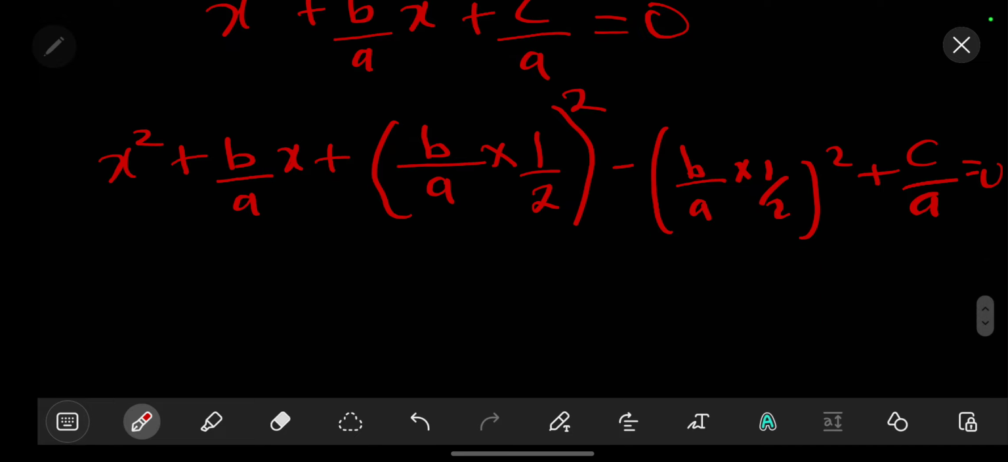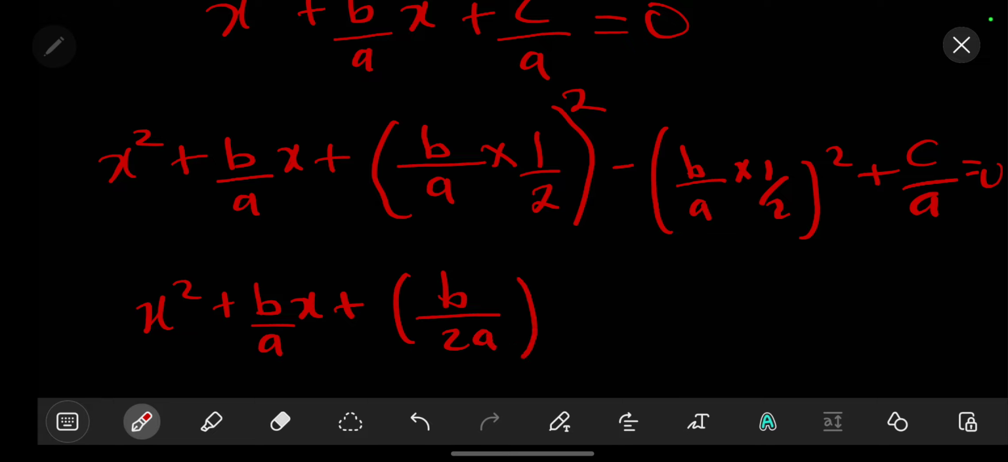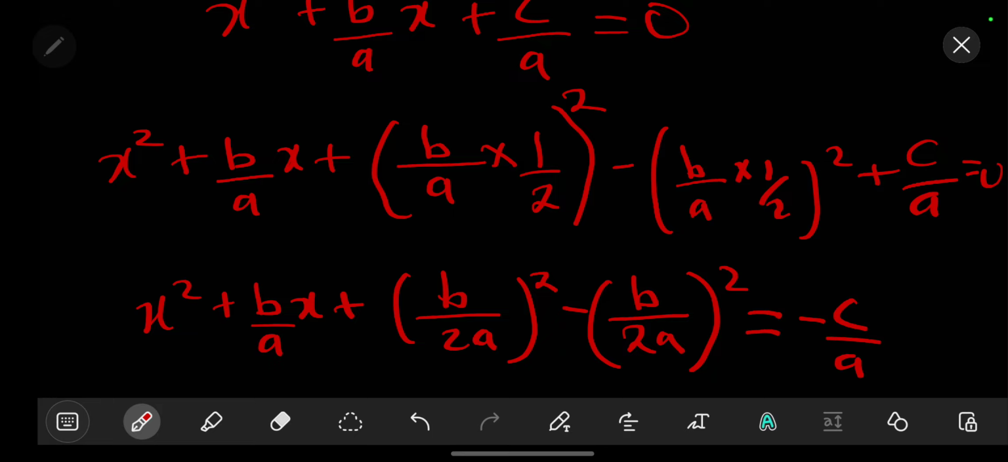So from there what we are going to do is that we are going to say x² plus b over a. We are going to simplify some things. Then b times 1, it will give us b. 2 times a, it will give us 2a. Then we have minus b over 2a squared. We square this as well. Then we are going to take this value the other side. So we are going to say it should be equal to negative c over a like that.